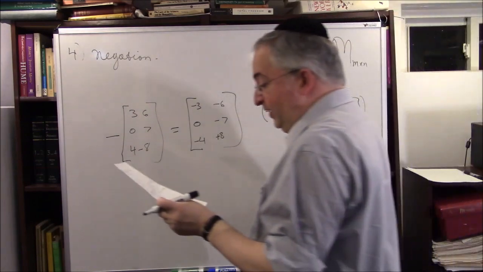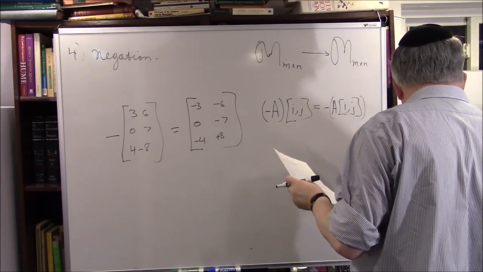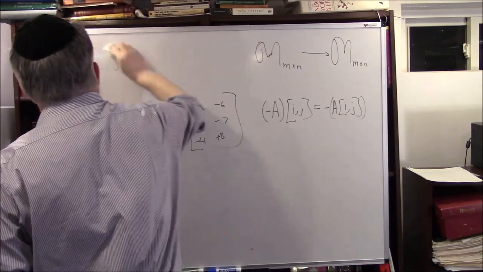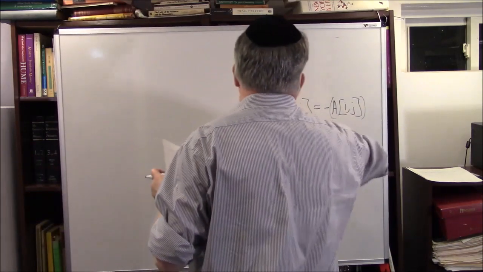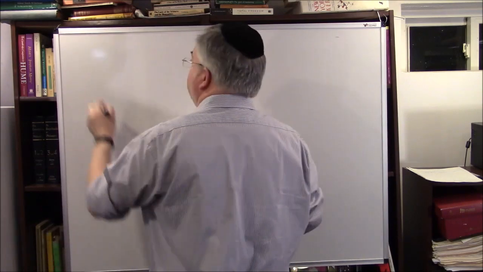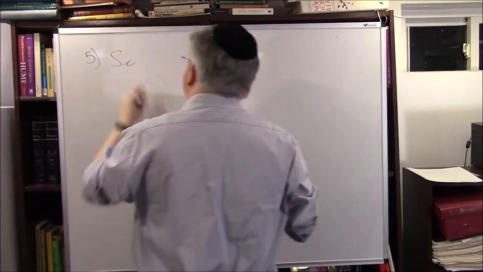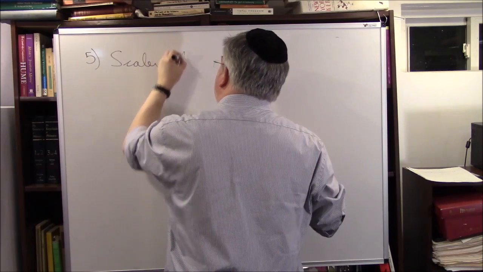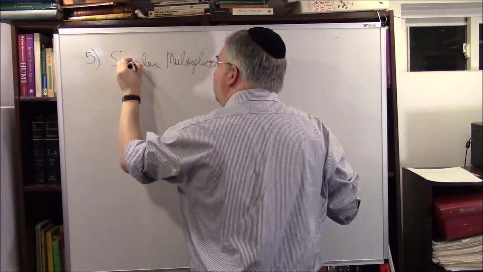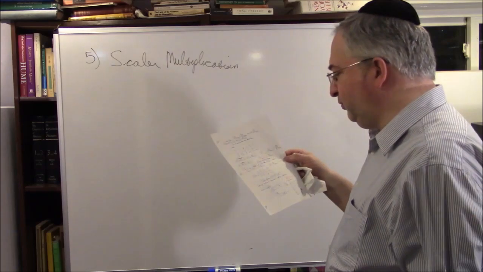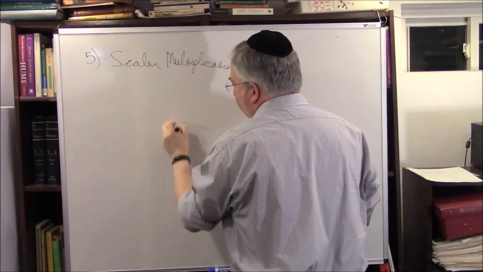Okay, fifth operation, and then it's pretty simple after that. This fifth operation is called scalar multiplication. Scalar means a real number. Pretty much in this case it means a real number. So let's write it out. Let's do an example first. Take a matrix A.